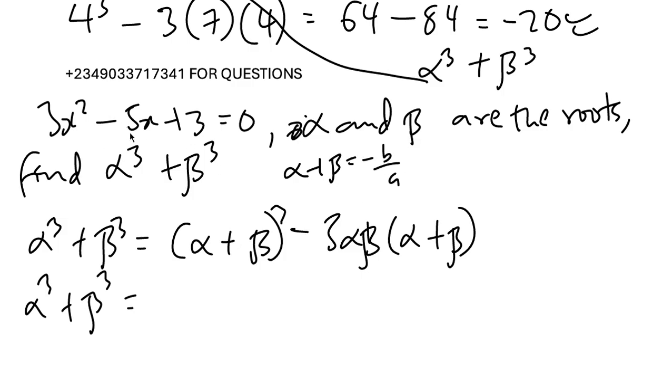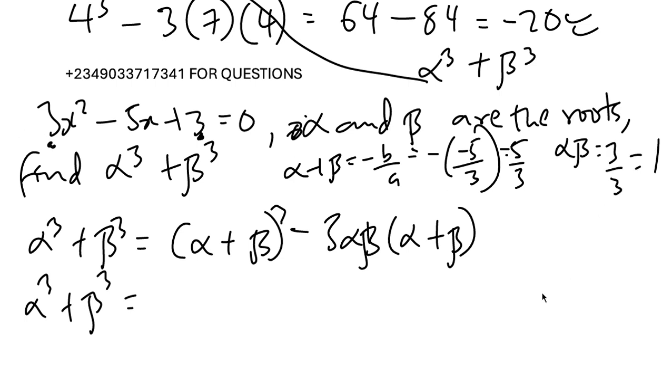And what is our b? Negative 5. So that will be negative 5 over a, which is what? 3 in this case. And that's 5 over 3. And alpha beta will be equal to c over a, and that will be what? C in this case is 3 and a in this case is still 3, so that's 3 over 3, which is 1. So we simply substitute.